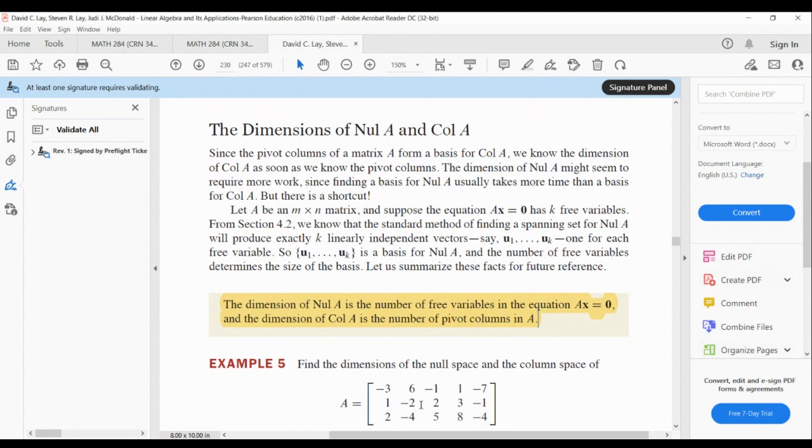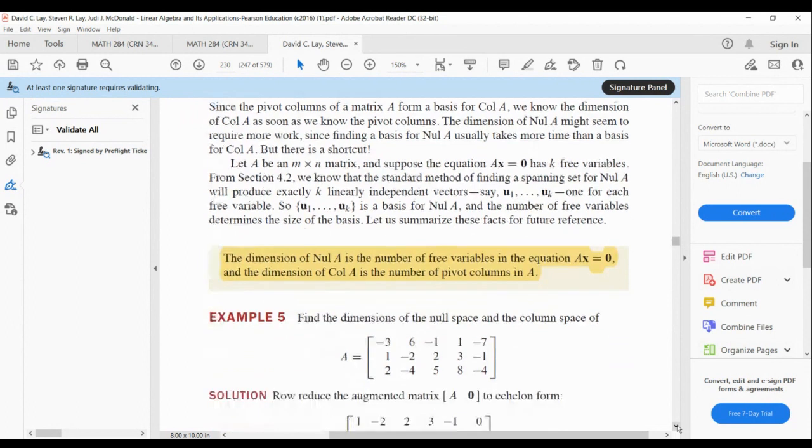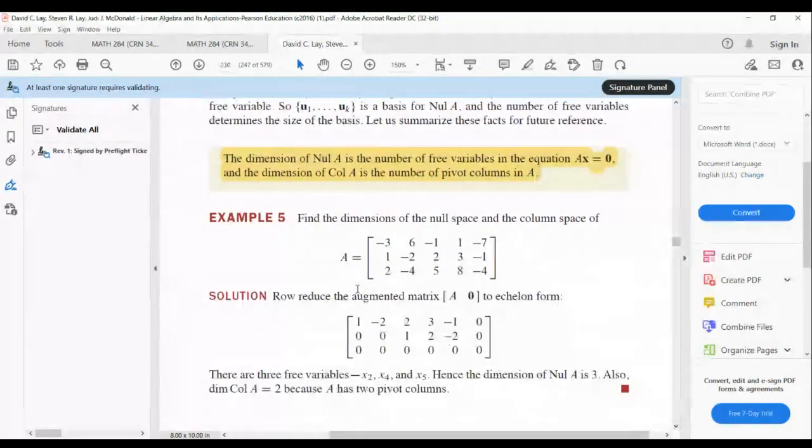And let me see here. Okay, so in example 5, they want you to find the dimensions of the null space and column space of that matrix. So you get it in reduced echelon form. Okay, and well, hold that thought, Mikhail. There are going to be 3 free variables. So the dimension of the null space of A is 3. But the dimension of the column space of A is 2 because A has 2 pivot columns.